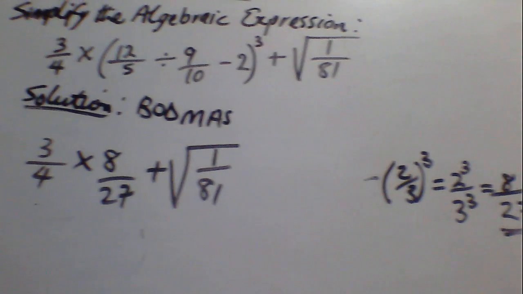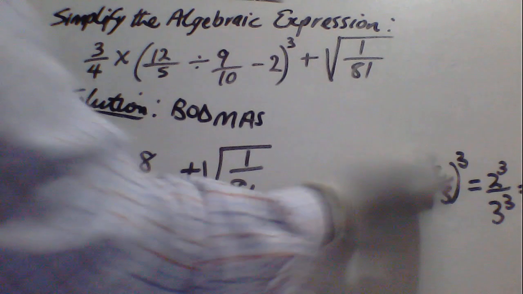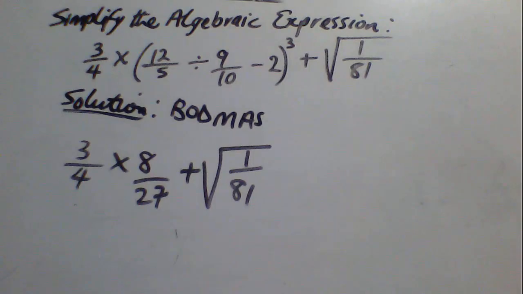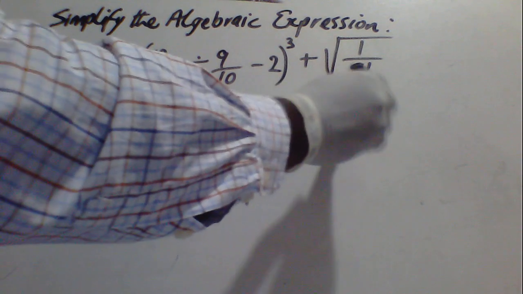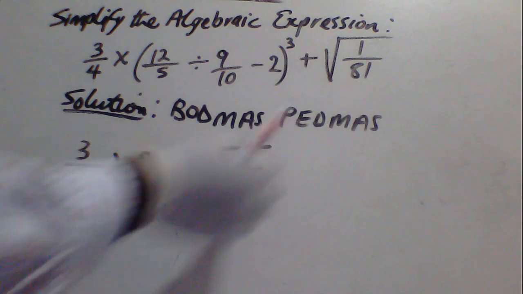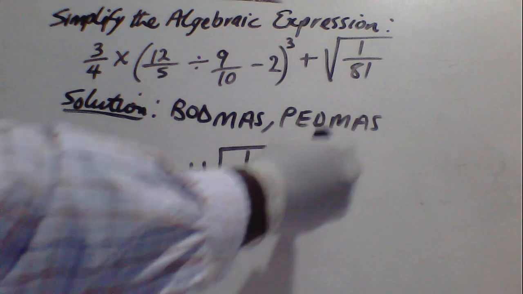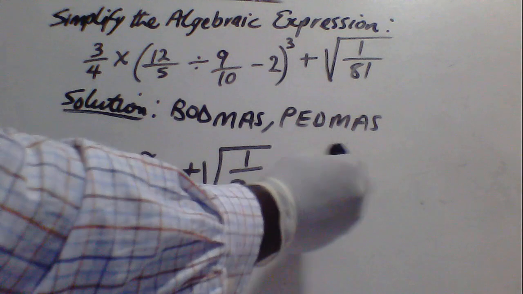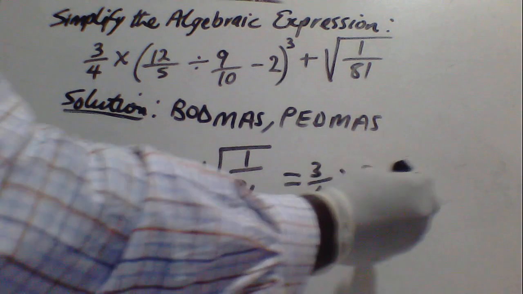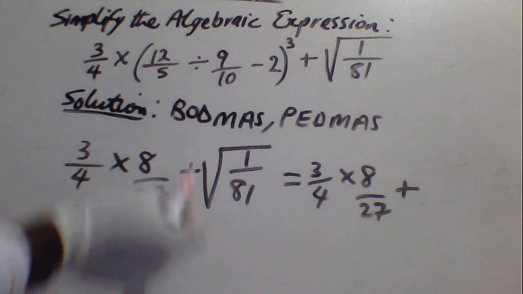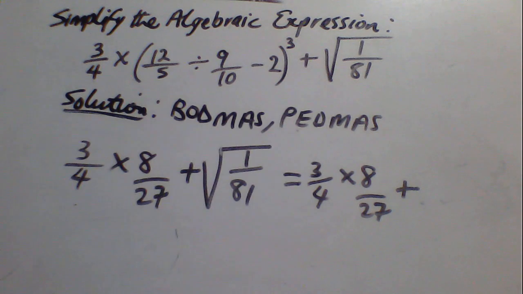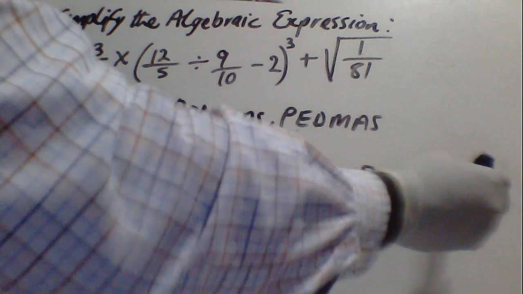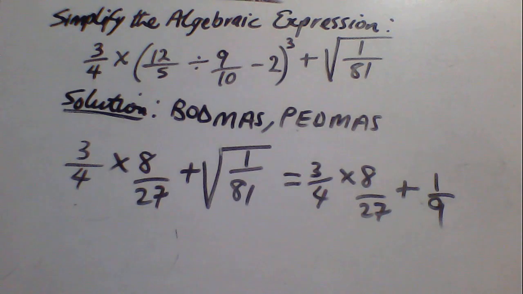So from here we can simplify. The next thing for easy way we can do here is we can still consider BODMAS. We can still move on to talk of the exponent here, power. So from here we have 3 over 4 times 8 over 27 plus, this is the exponent, 1 over 81 to the exponent of half, which will give us 1 over 9. That is, the square root of 1 over 81 will give us 1 over 9.